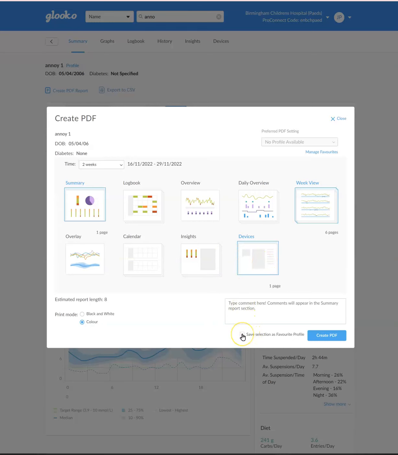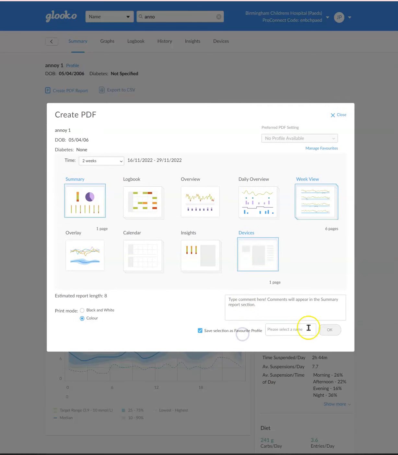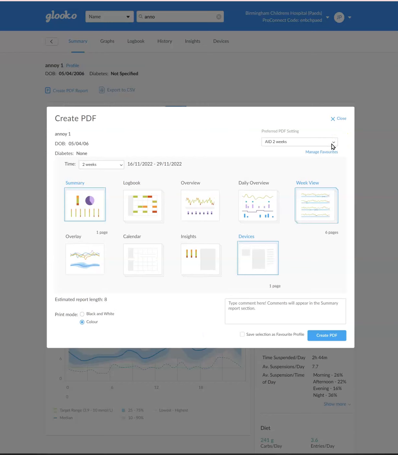And importantly, to save yourself time next time, if you save this as a preference, we'll call it AID, and this is 2 weeks, because you can see here, this is 2 weeks. You can do it at a week, a month, or 90 days, but generally we're making changes over the last 2 weeks. So once you've saved that, click OK, and that will be saved, next time you can just click on it. And then we are going to create our PDF.